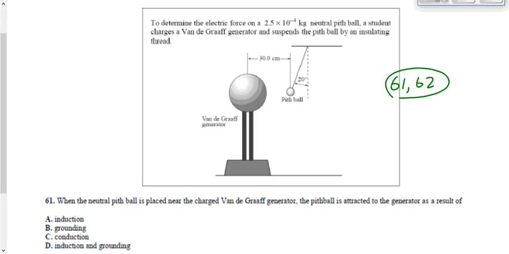61 says, when the neutral pith ball was placed near the charged Van de Graaff generator, the pith ball was attracted to the generator as a result of what? Charged objects attract neutral objects because of induction. It's specifically a temporary separation of charge, and the general category is called induction. So the answer for number 61 is A.